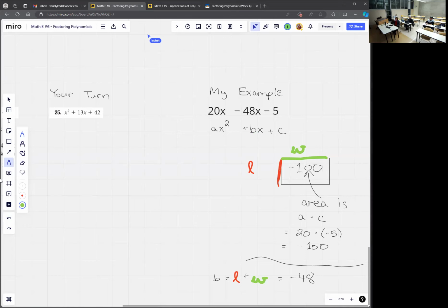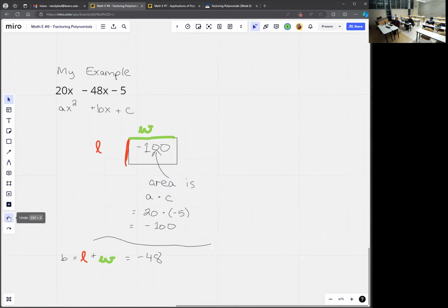So what L and W will multiply together to get negative 100, but then add to get negative 48? And I just have to kind of fudge this a little. There's no secret way other than typing into Google of how do you know what these numbers are. So what things multiply to negative 100? A 1 and a negative 100, but that's not going to add up to negative 48. A 2 and a negative 50. Ah, there we go. Those sum to negative 48.